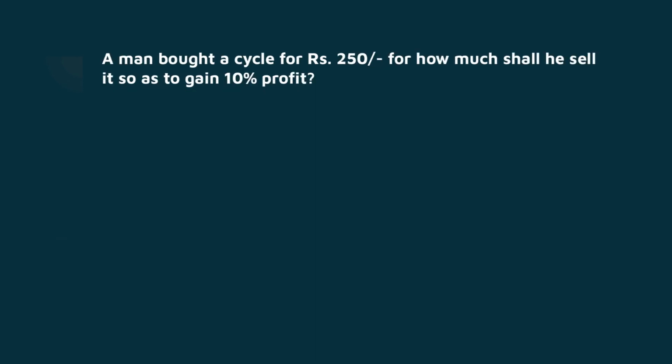A man bought a cycle for 250 rupees. So this is the cost price, 250 rupees. And for how much shall he sell so as to gain 10% profit? So he should gain 10% profit. We have to find the selling price so that he will gain 10% profit.